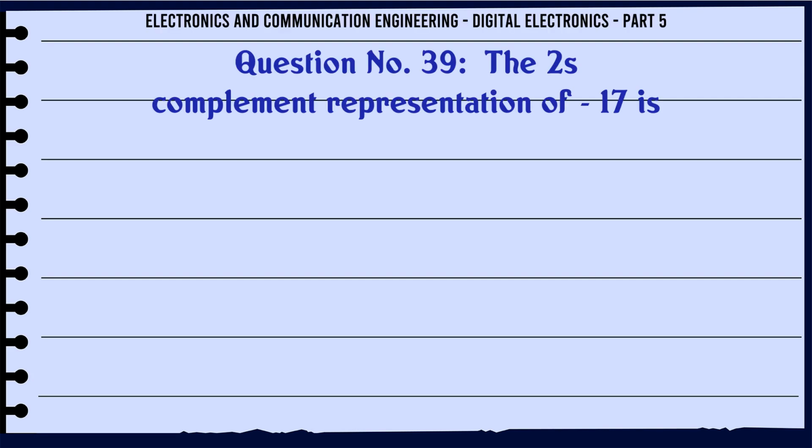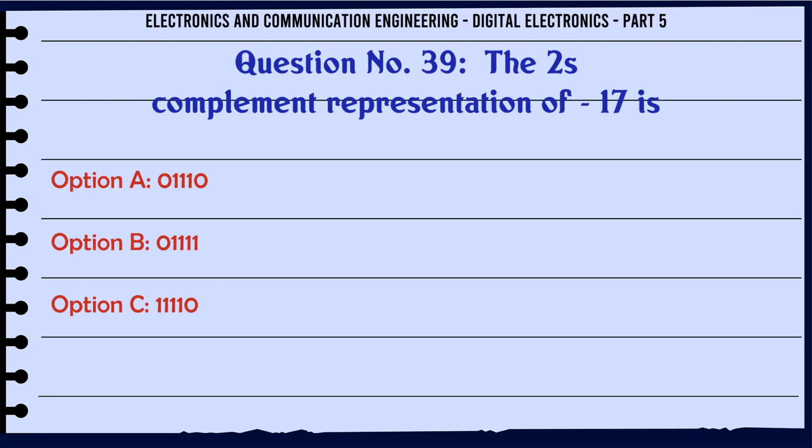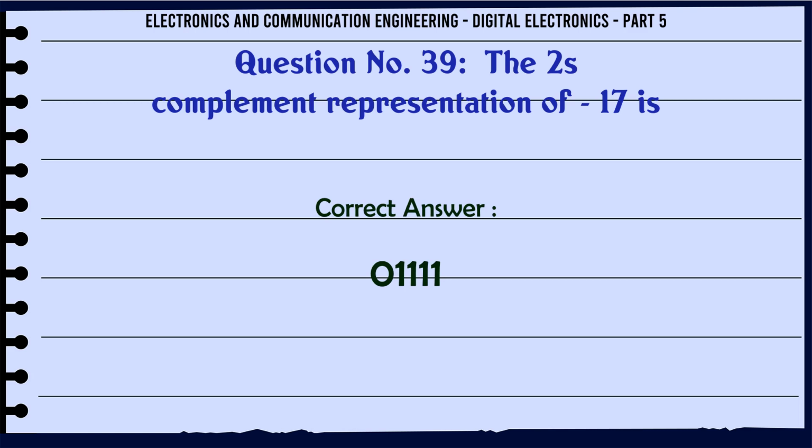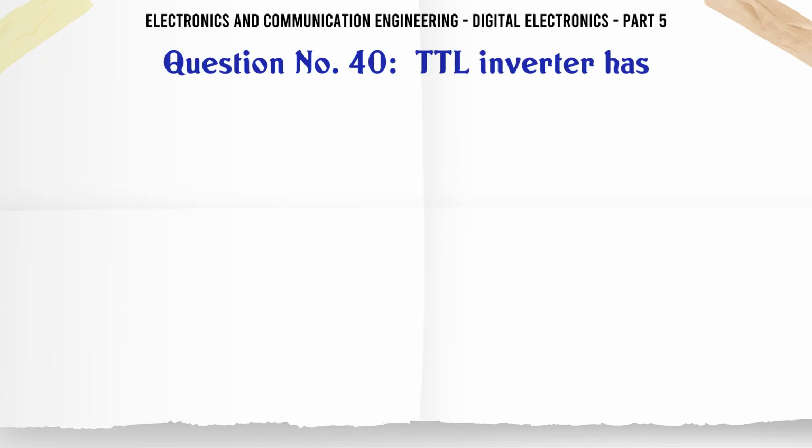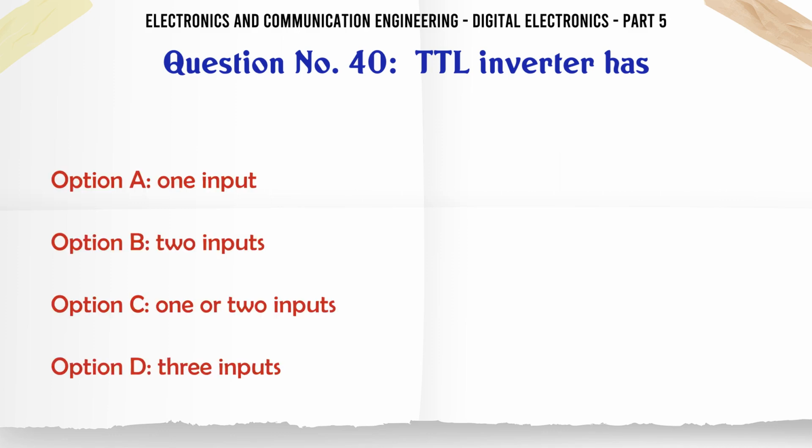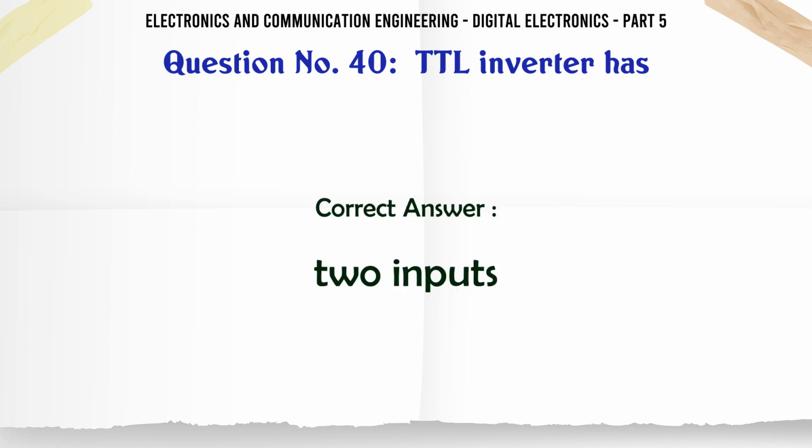The 2's complement representation of 17 is A. 01110, B. 01111, C. 11110, D. 10001. The correct answer is 01111. A TTL inverter has A. 1 input, B. 2 inputs, C. 1 or 2 inputs, D. 3 inputs. The correct answer is 2 inputs.